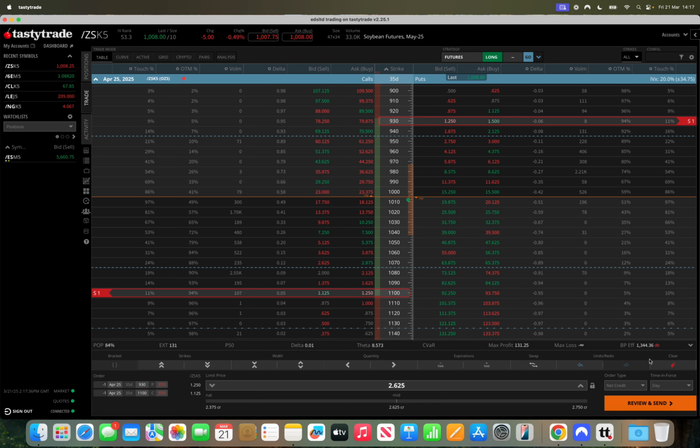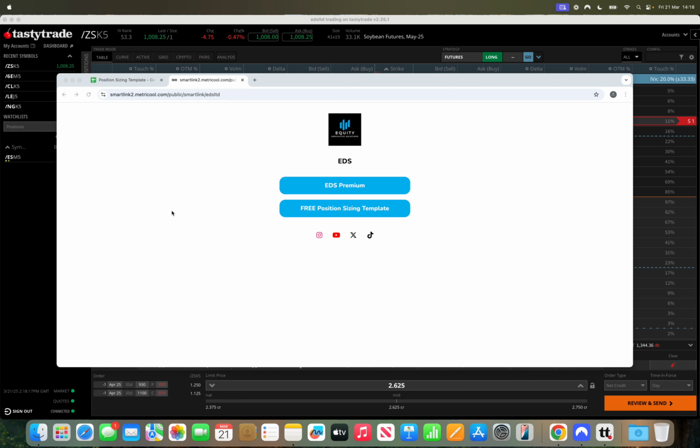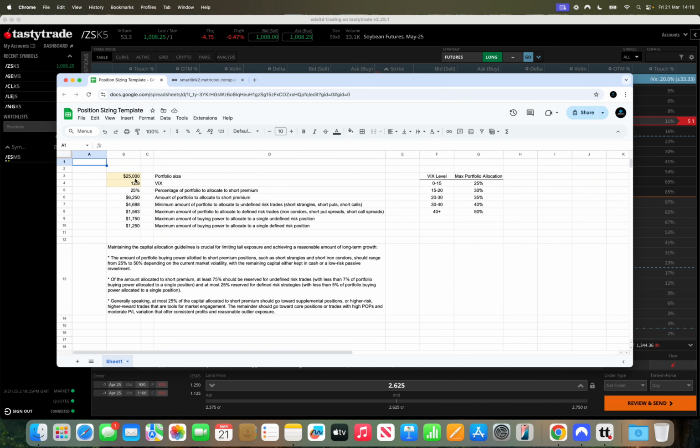Now, speaking of buying power, you do need to have a systematic approach to your position sizing. So we've created a free position sizing template. The link is in the description. It's free for everybody to get a copy. And the way it works is you simply enter in the size of your portfolio. So say if it was $15,000, you can enter that at the top. And then below you can enter in whatever the current VIX level is. So say if it is 21.8. And then everything is going to be calculated for you. It's going to tell you exactly how you should be structuring your portfolio.